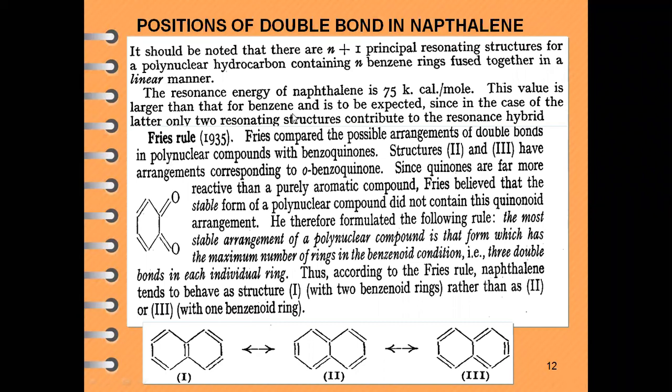orthobenzophenone structure. So due to this, as these two structures are resembling this benzophenone, since phenols are far more reactive than the purely aromatic compounds, what has Fries believed? Fries has believed that the stable form of a polynuclear compound did not contain this phenanoid arrangement.